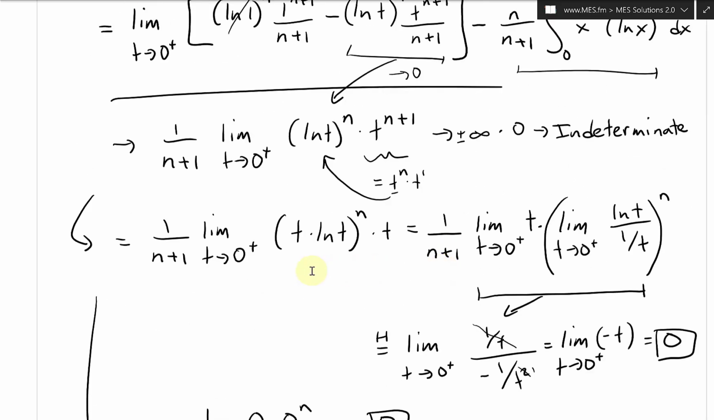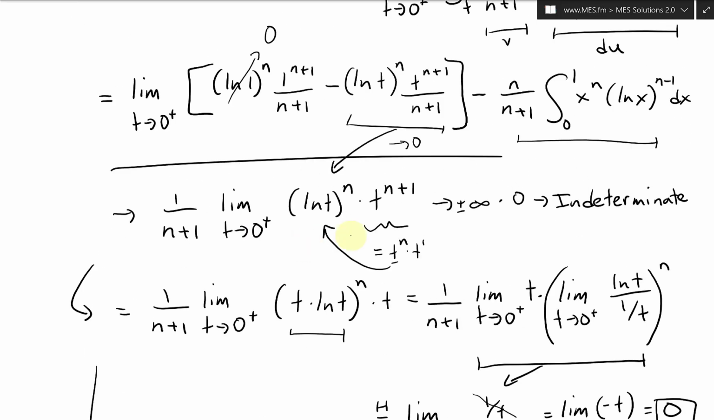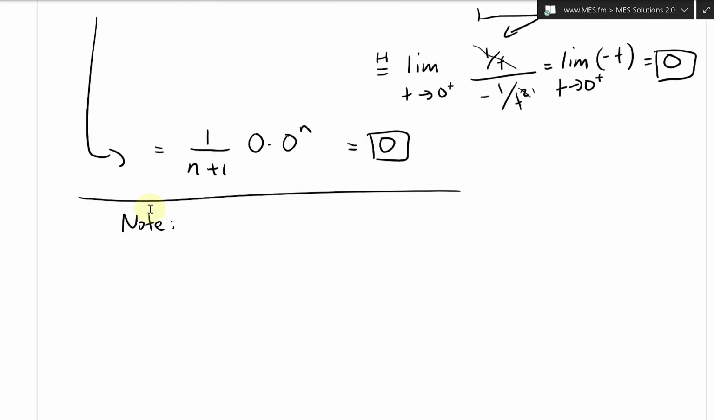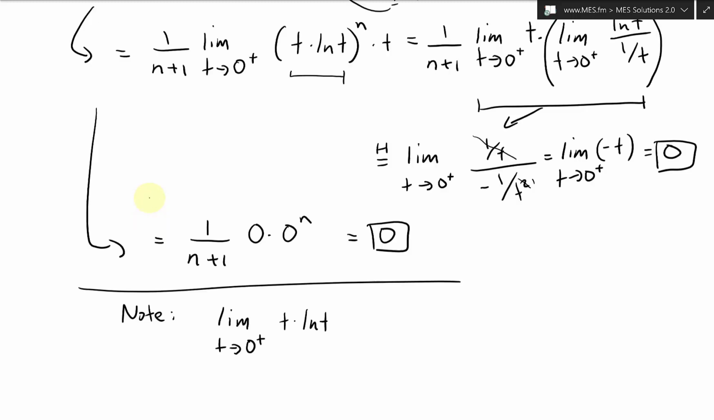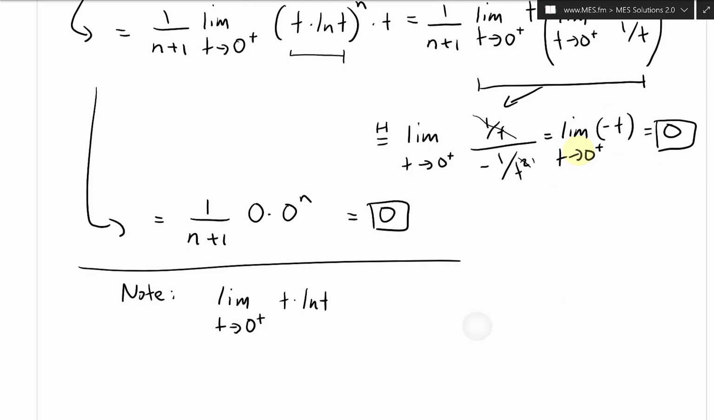Just another note here, this part right here, because I found it interesting. Note that the limit as t approaches 0 from the right side of t times ln t, this part right here without the n, just equals, again using the log rules, t goes to the power of that. So this becomes the limit as t approaches 0 from the right side of ln of t to the power of t.